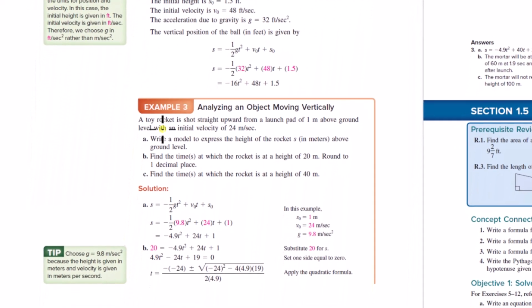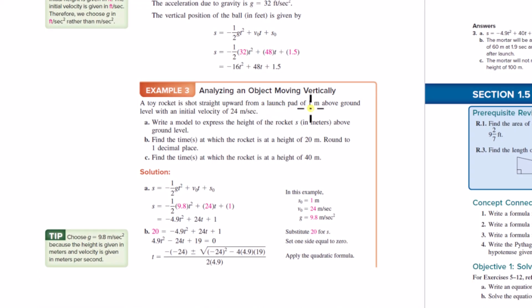And so it says here, a toy rocket is shot straight upward from a launch pad 1 meter above the ground. So the starting position is 1 if you're measuring relative to ground level, with an initial velocity of 24 meters per second. Write a model to express the height of the rocket, S, in meters above ground level. So you just use that formula. We know the initial velocity, we know the acceleration due to gravity, we know the initial position. So that's what you get. This is a quadratic equation with respect to time because they plugged in v naught, g, and all that.